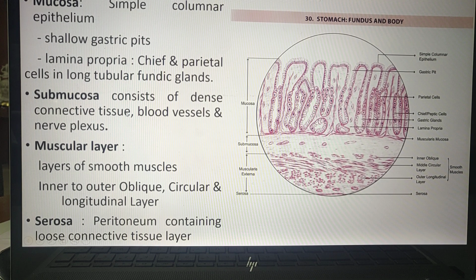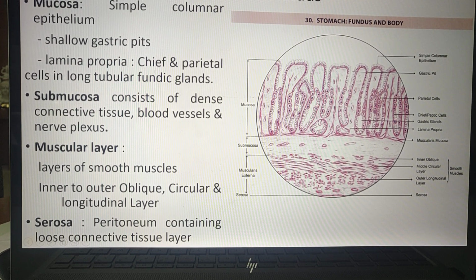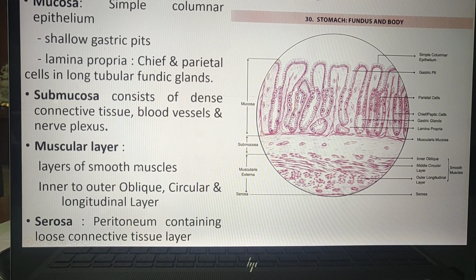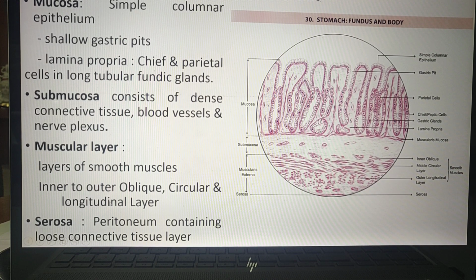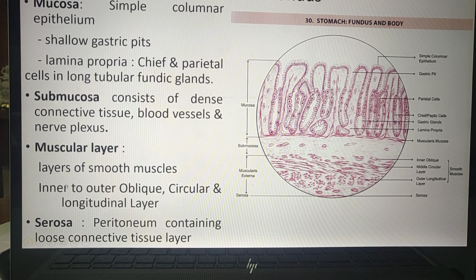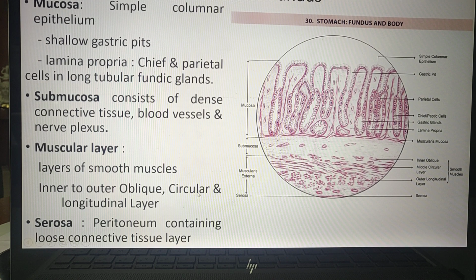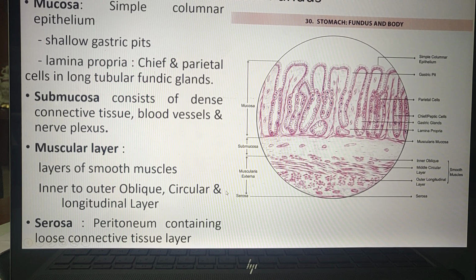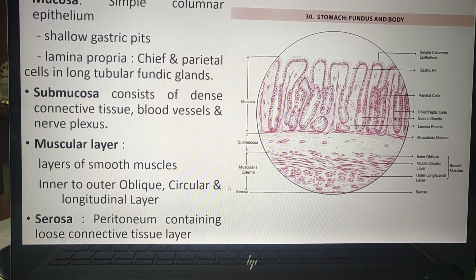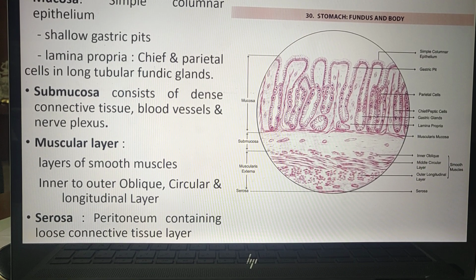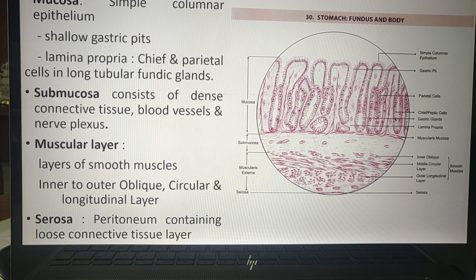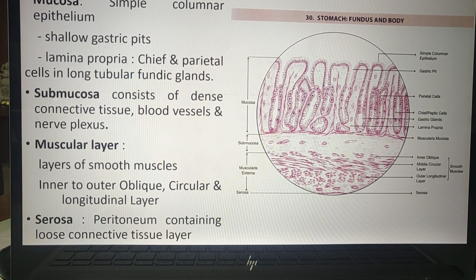The submucosa consists of dense connective tissue, blood vessels and nerve plexus. This is the submucosa. The muscular layer inside the stomach has three layers, from inner to outer: oblique, circular and longitudinal. Normally in the gastrointestinal tract there are two layers you have to remember, the inner circular and outer longitudinal, but inside the stomach there are three layers: oblique, circular and longitudinal.